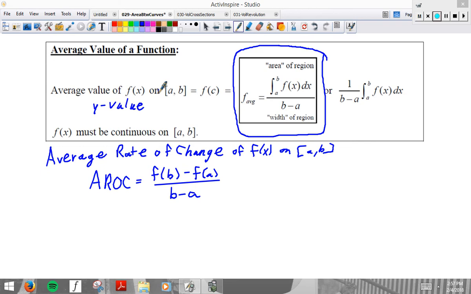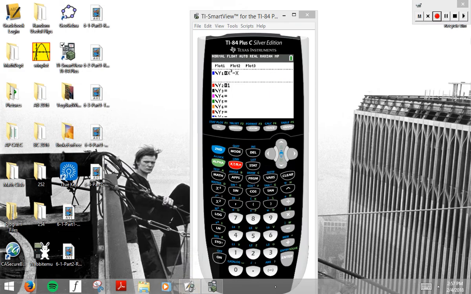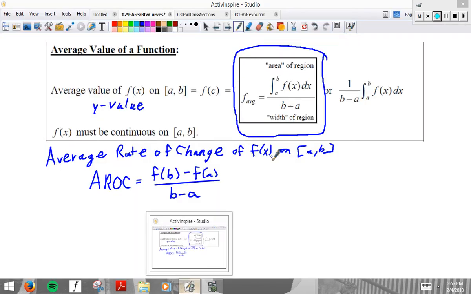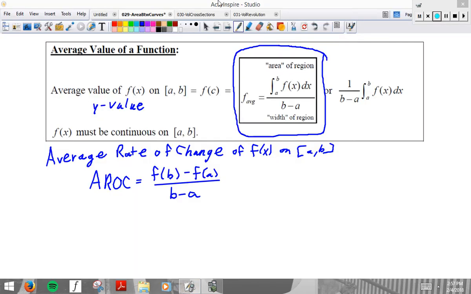Whatever the y represents, if they ask me the average value of that, the average y, I'm using that top formula. If they ask me for the average rate of change of whatever the y value is, we're using this bottom formula. So just keep that straight as we go on. One quick example. This is pretty easy.